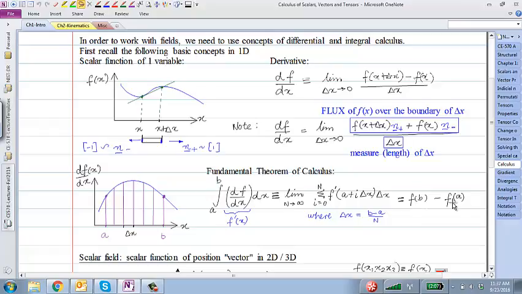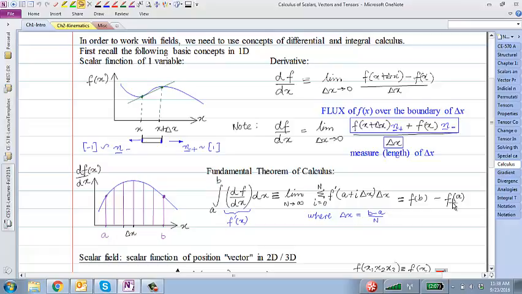Okay, so let me make sure we understand this. We have some one-dimensional domain A to B, right? That's a line segment. Now, what we are saying is that over that domain, I have some scalar field f defined up there. If I take the derivative of that field, I get this df dx. I can also plot that over that same domain. If I try to integrate it back, I should get back the original function, f(b) minus f(a).